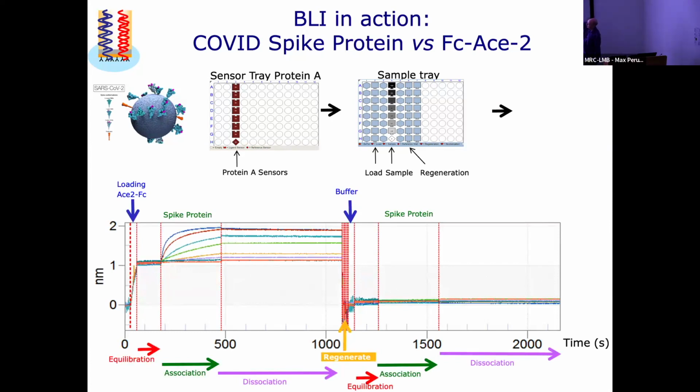So if we're going from the left, we see we've got baseline, bind on the ACE2 FC, put it into the column with the spike protein. We get lovely binding, and then into buffer for the dissociation. And then at the end, to get the reference, I could disrupt the ACE2 FC protein A interaction by putting it into regeneration buffer, and then use the same sensors again through the analyte, just to see what the background binding was, and it wasn't anything at all, so it was good.